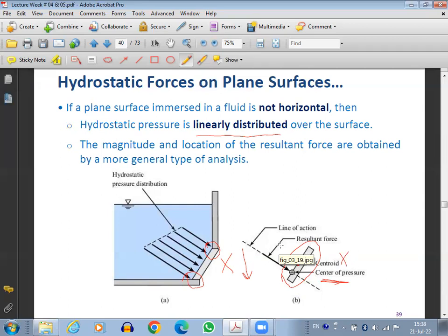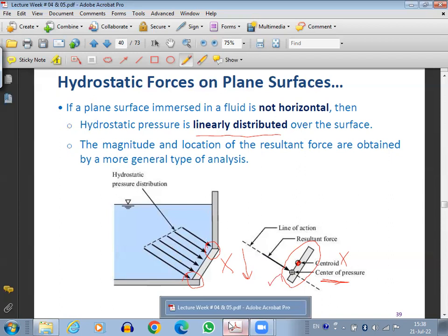So the center of pressure, the location where the force of the hydrostatic fluid will be acting for the case of inclined or vertical surfaces, where you have elevation difference, will be below the centroid. Centroid is the geometric center. Center of pressure will be slightly below the centroid. Okay, so that is the center of pressure.